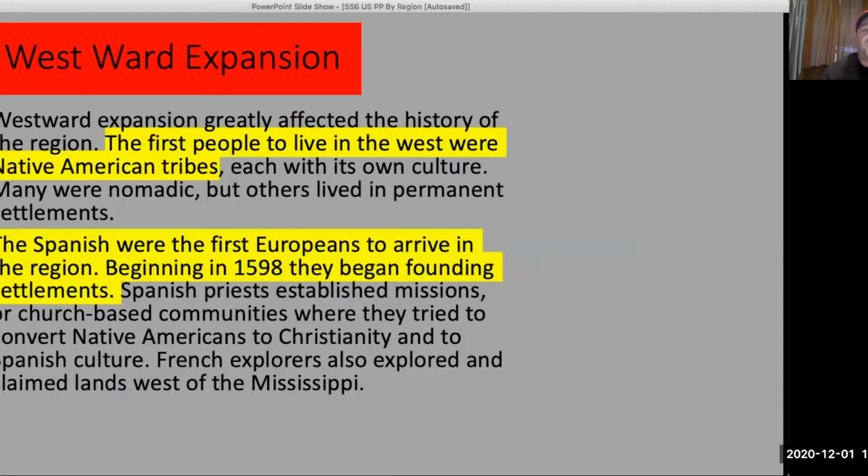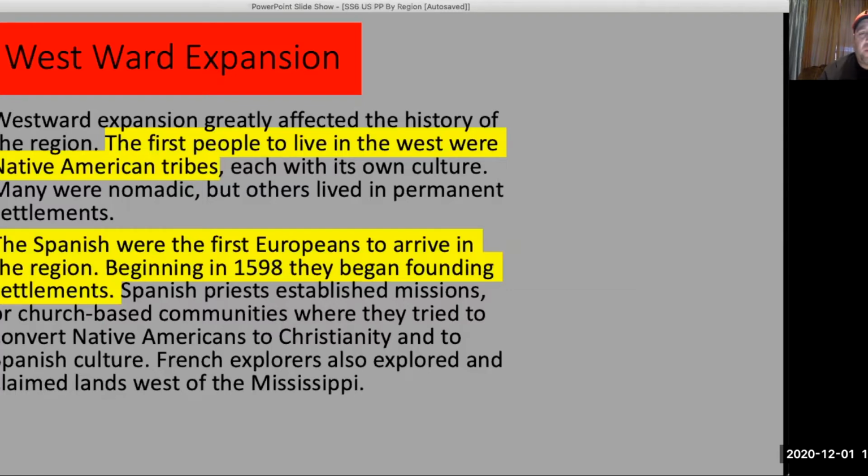Westward expansion greatly affected the history of the region. The first people to live in the West were Native American tribes. So technically speaking, we had the Spanish that moved into the region in 1598. The Spanish moved from Mexico and southward. They moved to the north and began exploring and claiming more of those areas for Spain. So the Spanish were the first Europeans to arrive in the western region. In 1598, they began founding settlements.